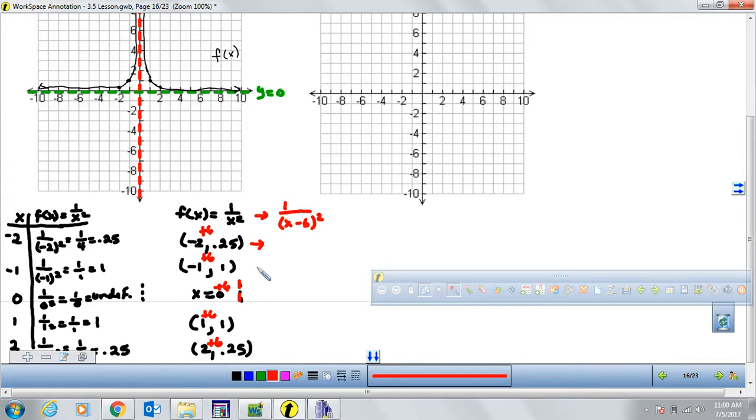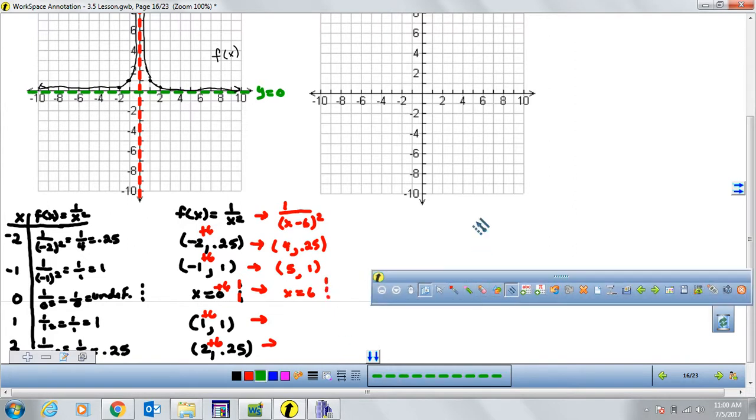And that is going to give us the following points and the following vertical asymptote. So that would be 4, 0.25. The next one is going to be 5, 1. The vertical asymptote is going to be x equals 6. So that's where my vertical asymptote is going to be. So let's go ahead and sketch that already. My vertical asymptote is going to be x equals 6.